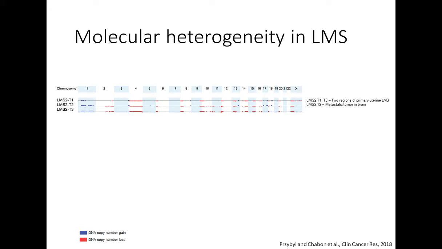Interestingly, in the study, we profiled multiple tumor specimens from the same patients or multiple regions of the same tumor in order to study inter and intra-tumor heterogeneity of copy number alterations in leiomyosarcoma. In patient LMS2, for example, you can see that we profiled 2 regions of primary uterine leiomyosarcoma, which is indicated as T1 and T3, and we also profiled a metastatic tumor from brain.